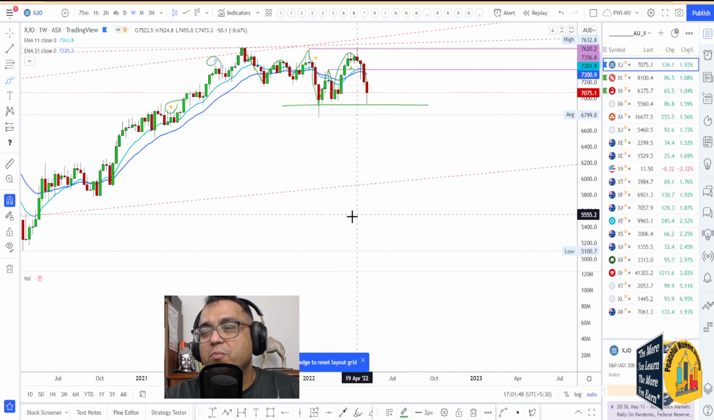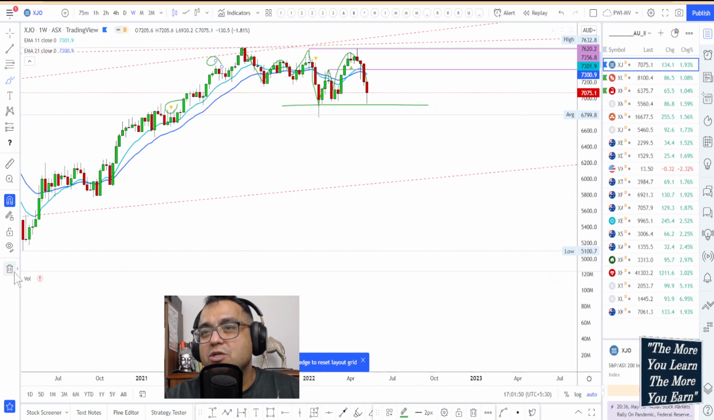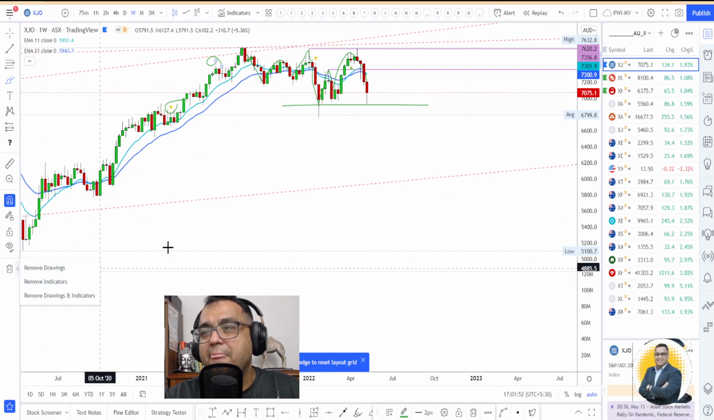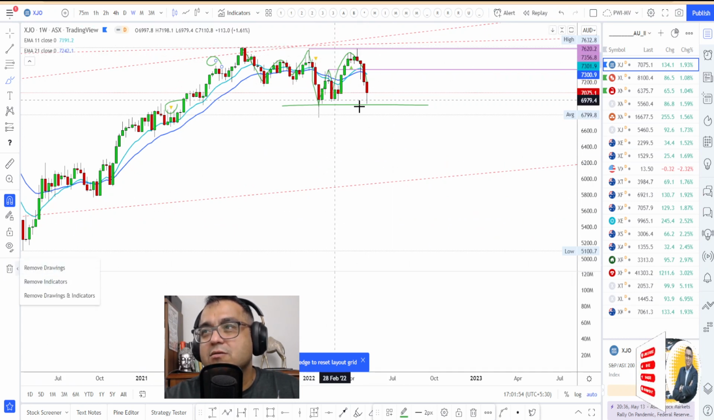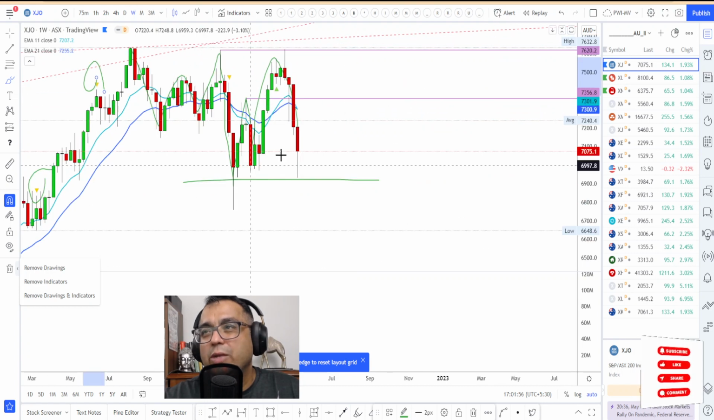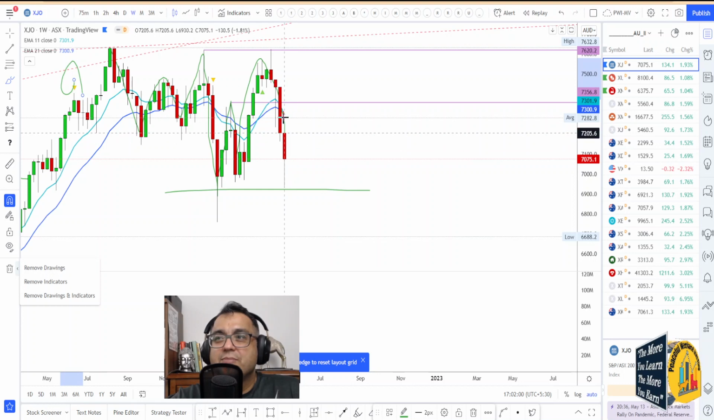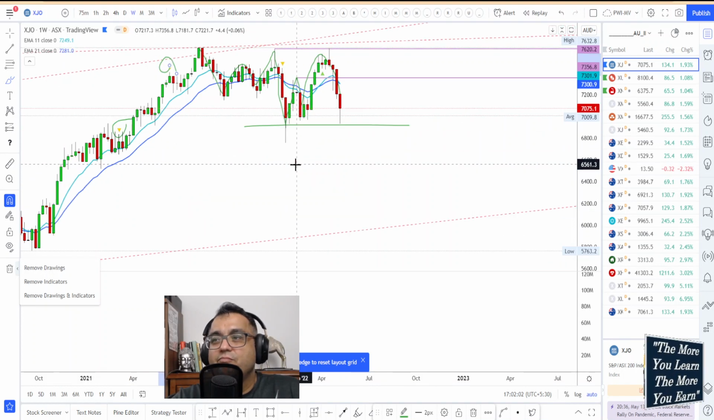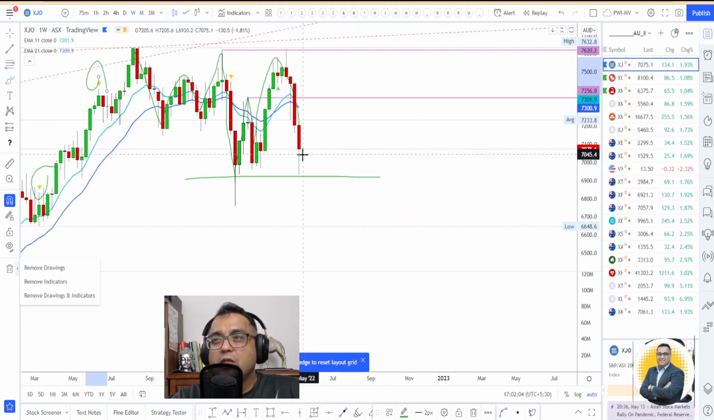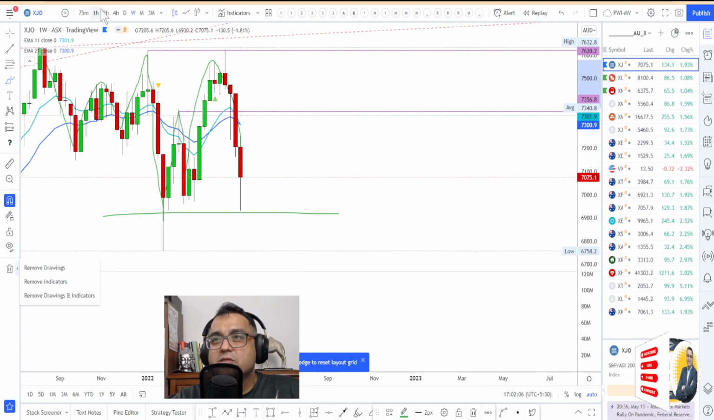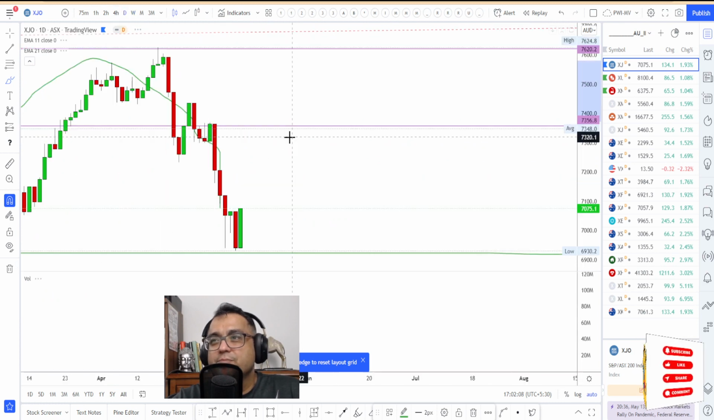And for me, the trend will only change when this is on the upside, at least on the weekly chart. So right now, the last two weeks have been absolutely downwards, so there was some bit of reprieve. Let's look at the daily chart to get a better picture.